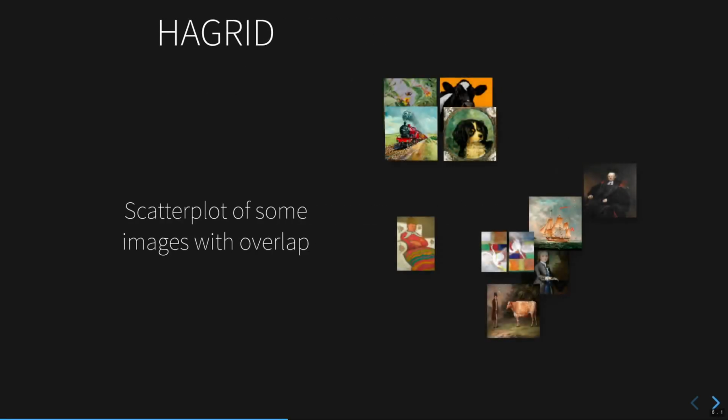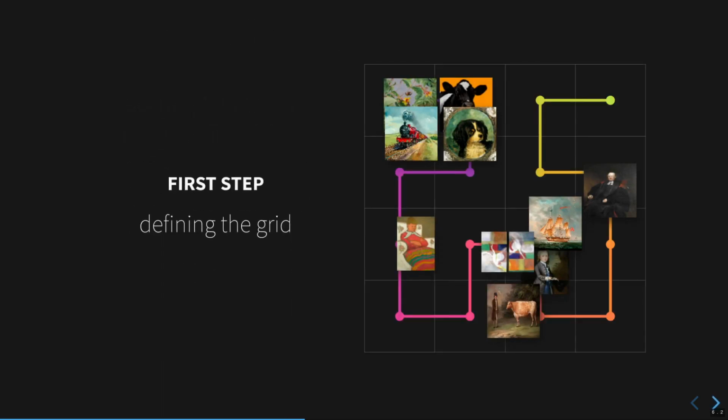Here I want to illustrate Hagrid with a simple example of another scatterplot with 10 images where some of them overlap. In the first step, a level of the Hilbert curve gets selected, which provides enough grid cells for the scatterplot, and the points get mapped to fit into the grid.